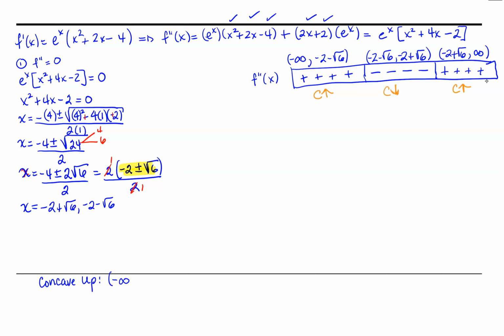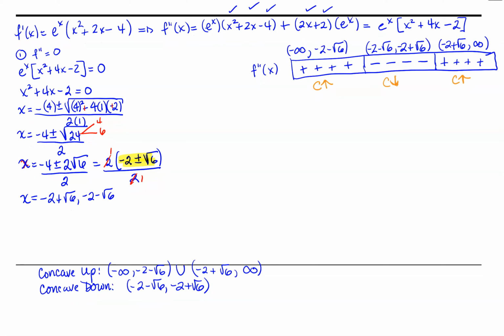So we can declare that in terms of concavity, our function is concave up on the intervals from negative infinity to negative 2 minus square root of 6, union negative 2 plus square root of 6 onward to infinity, and that it is concave down on the interval from negative 2 minus square root of 6 to negative 2 plus square root of 6.